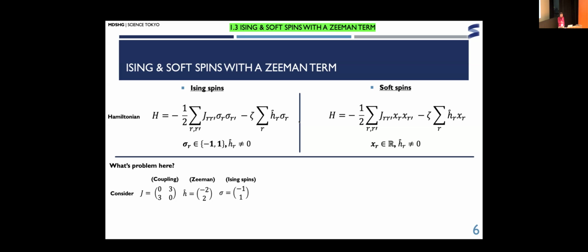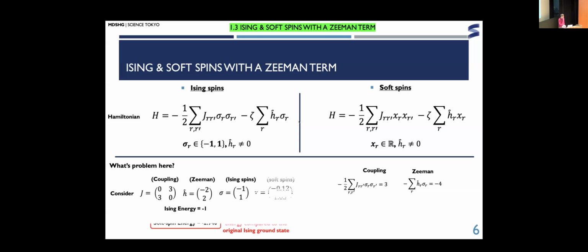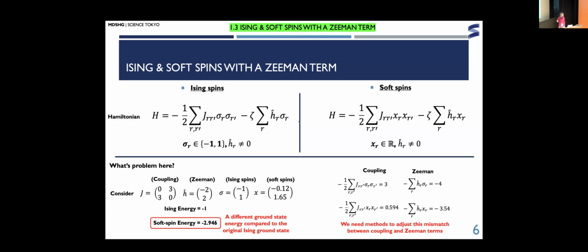Let's think about J as a simple 2x2 matrix, with a Zeeman term and the Ising spins. When you calculate the Ising energy, it gives us -1. If we think about soft spins, it gives a different ground state. This means that we won't find the Ising ground state when we try to find it with soft spins; it gives a different ground state. Because of this, what we want to do is diminish this size mismatch between the coupling and Zeeman terms. That's the basic idea of the problem that we have to solve here.